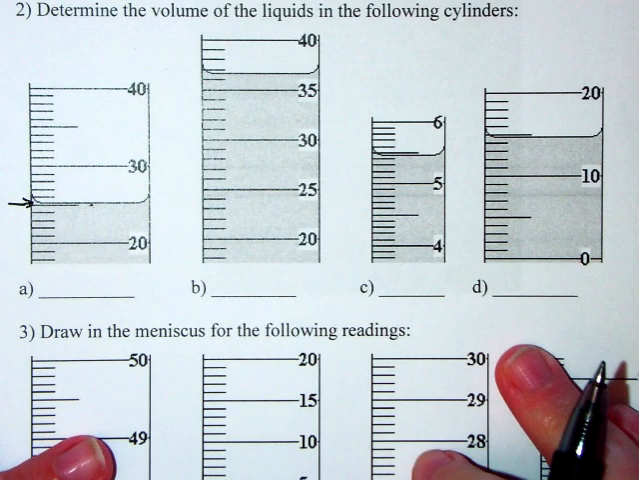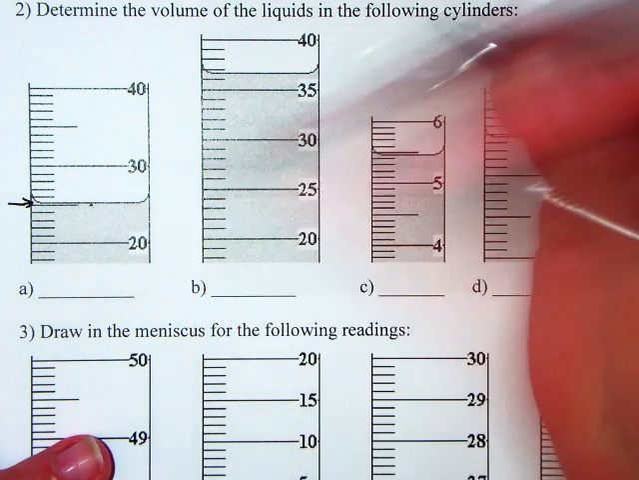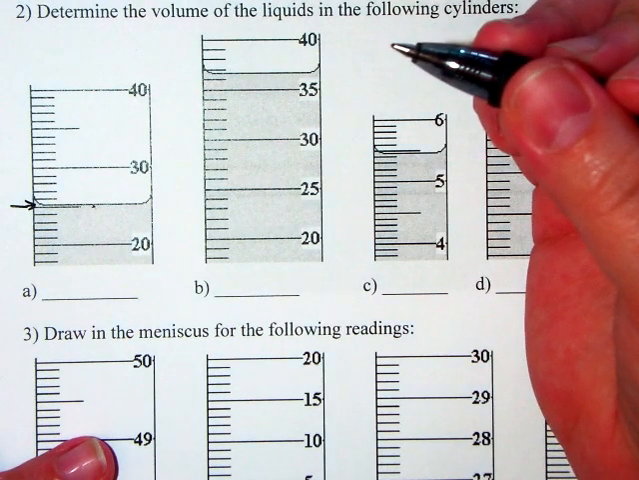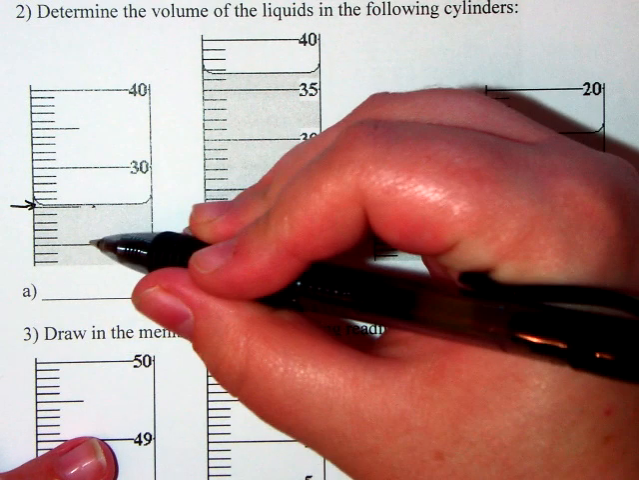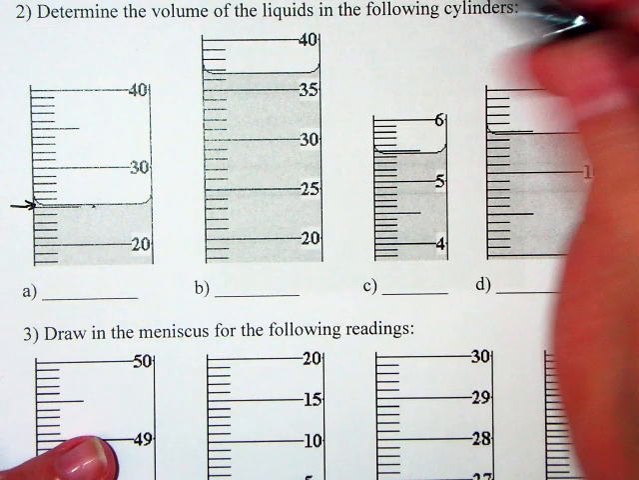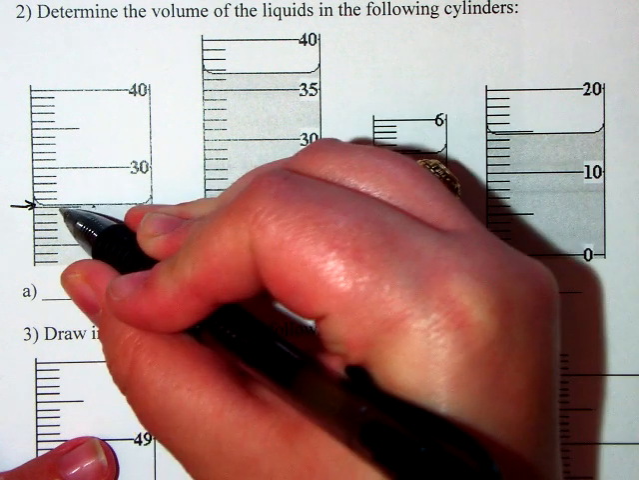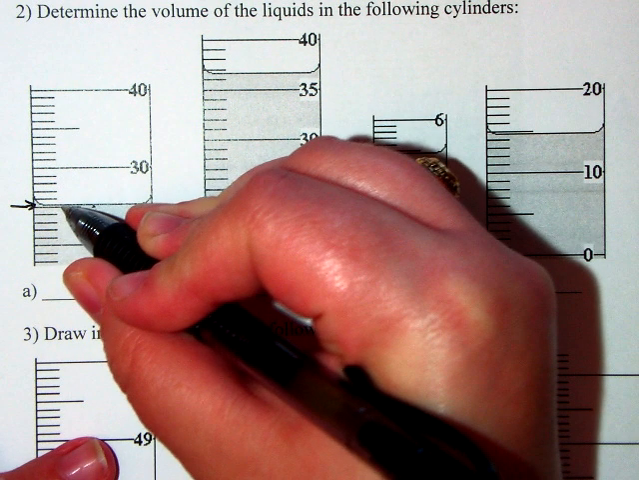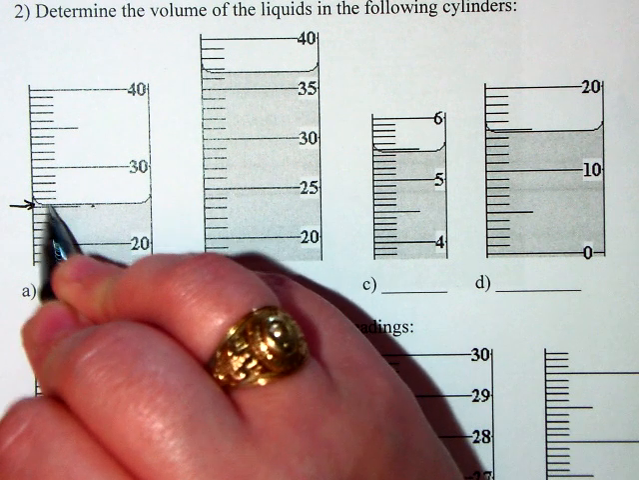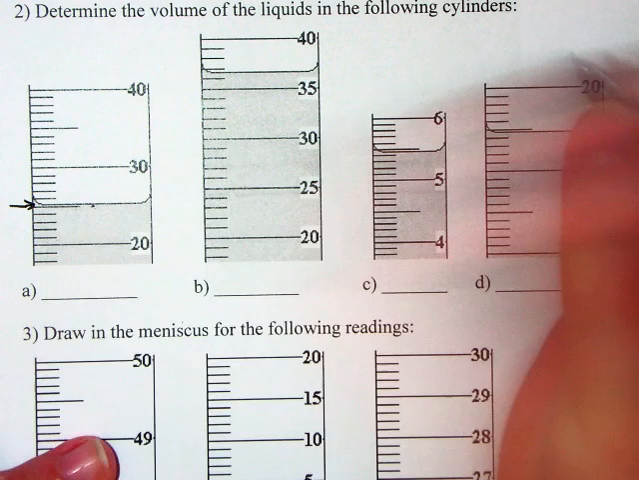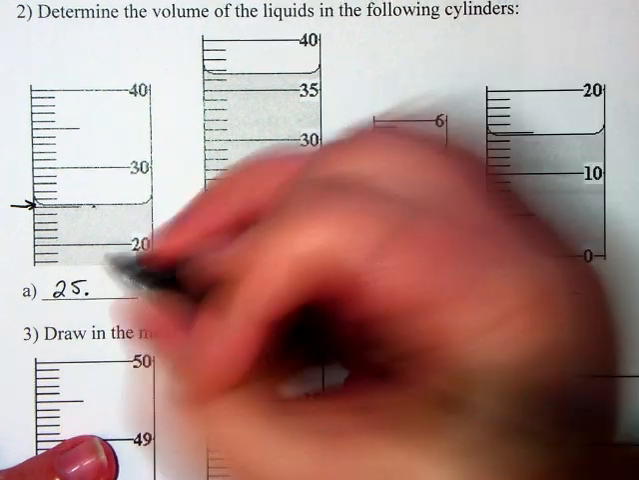This graduated cylinder goes by ones. You see 20, you see 30, there's 10 lines in between, so it goes by ones. So let's count. 20, 21, 22, 23, 24, 25. It just goes past the 25. It's not really close to 26 at all. So I'm going to estimate it is about 25.1.